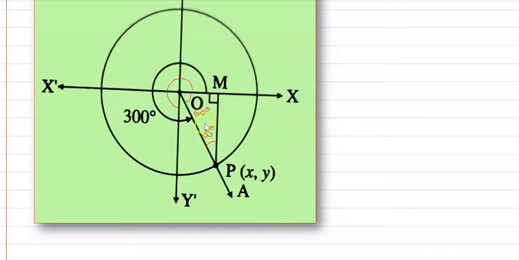Again this is the 30, 60, 90 triangle. OP is 1, therefore the OM is equals to half of the hypotenuse. I will write here, OM is equals to X, and that is equals to 1 upon 2. PM, the side opposite to angle 60 degree, is root 3 by 2 times the hypotenuse. Therefore, I will write here PM is equals to Y, that is equals to root 3 by 2.